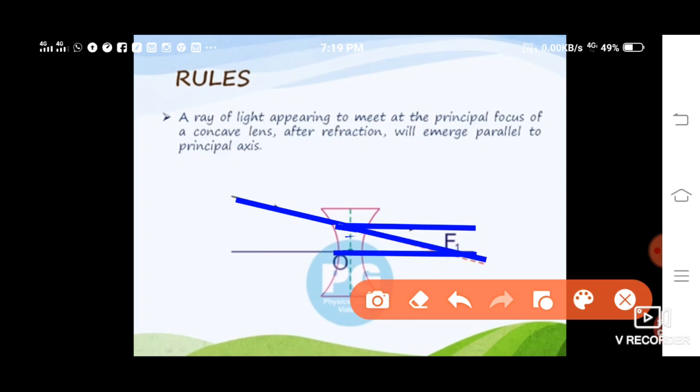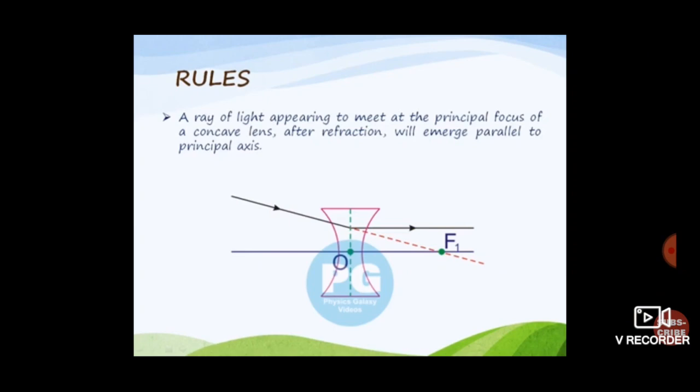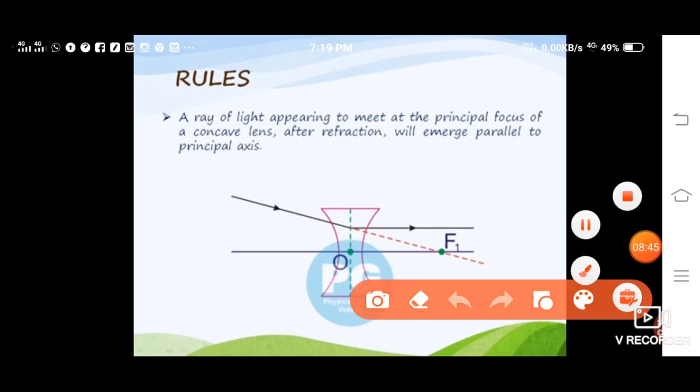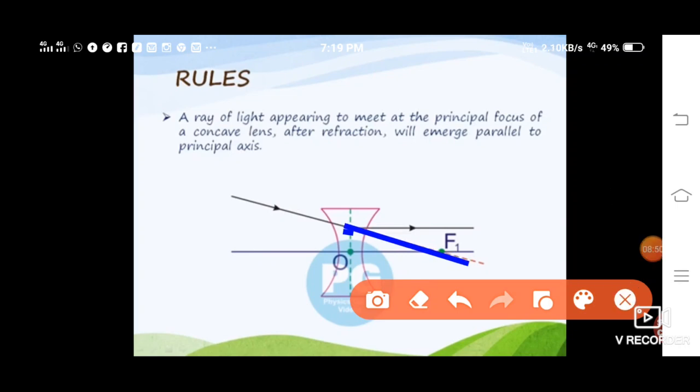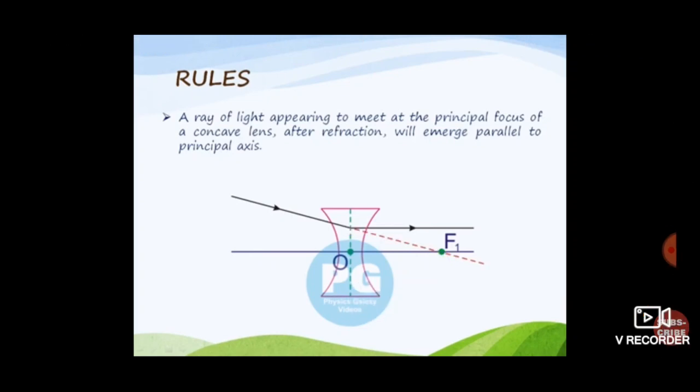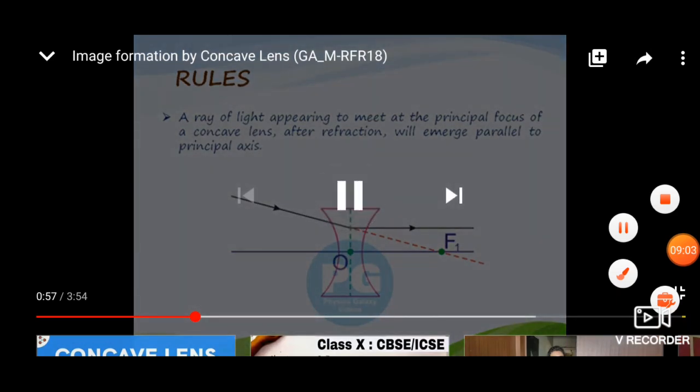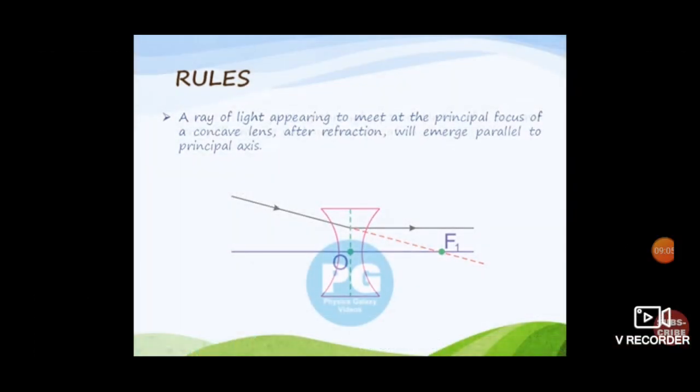If you extend the incident ray, you can see it appears to be passing through the focus, isn't it? A ray of light appearing to meet means what? It appears as though it is going to meet. It's not actually meeting, it appears to meet. You can see the dotted line. When you extend it, it is going to pass through F1, and such rays will be parallel to the principal axis. Definition of principal focus.